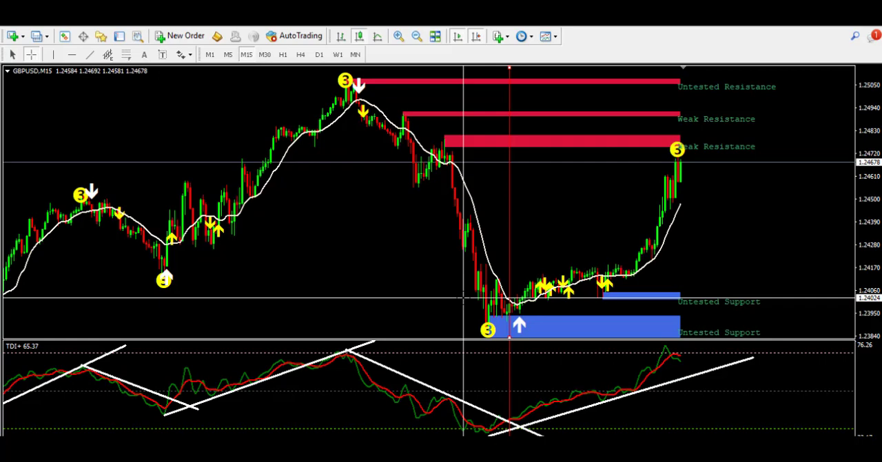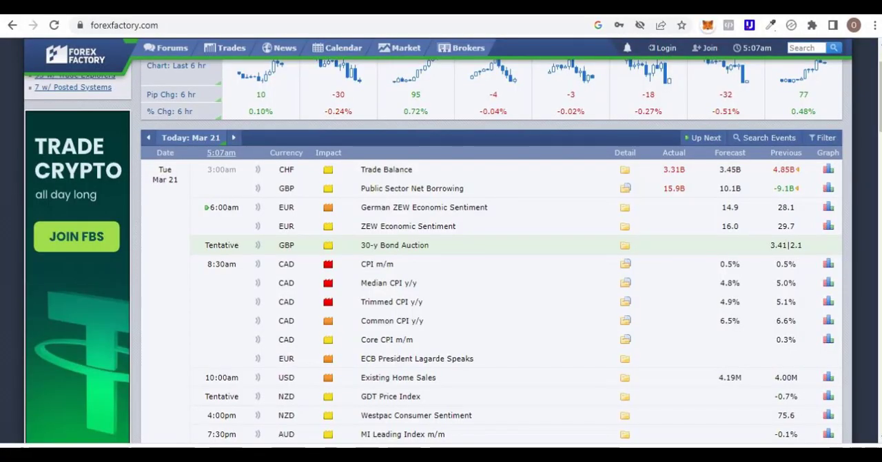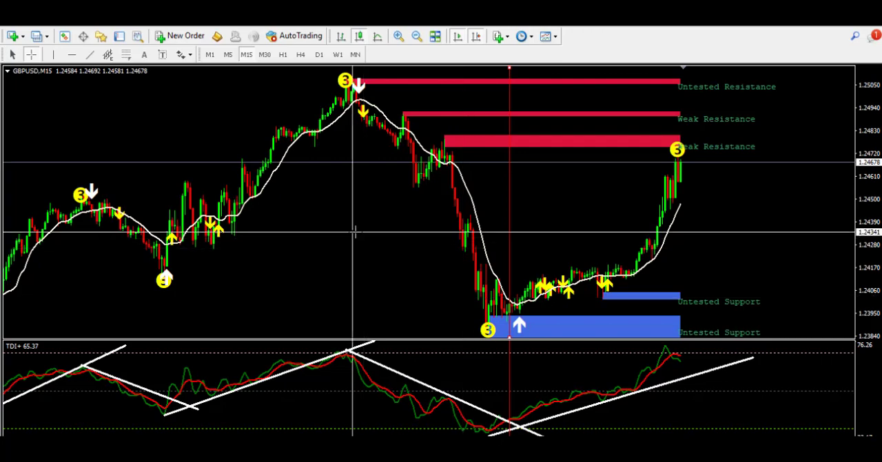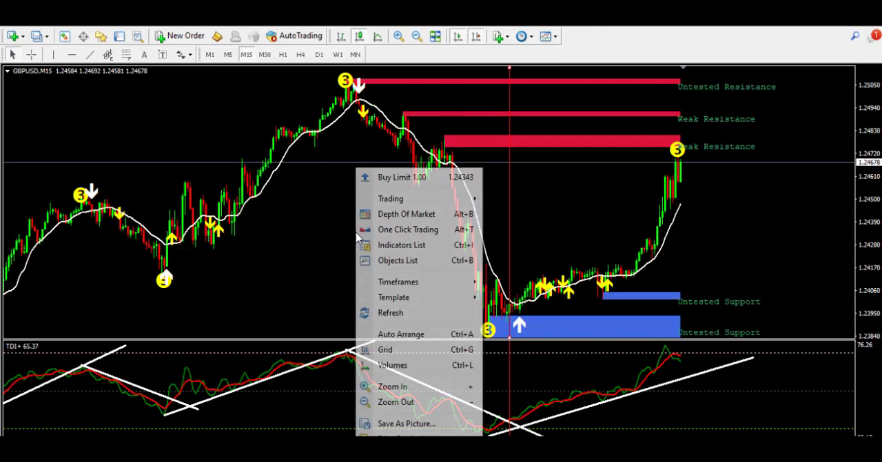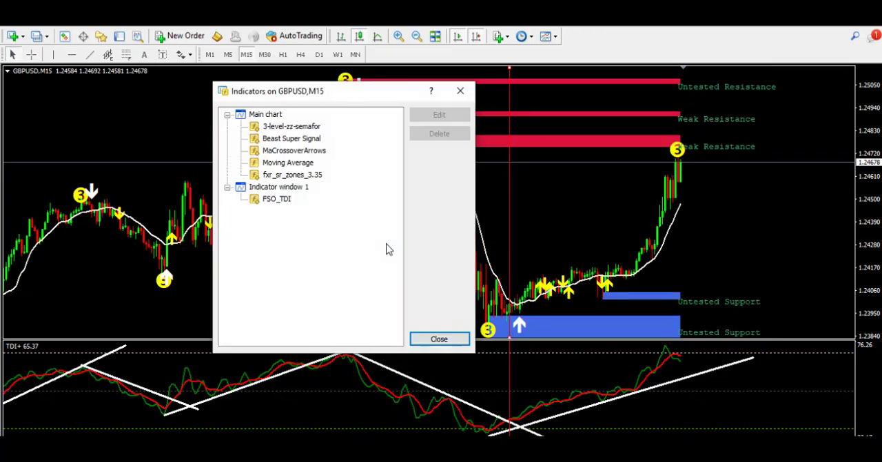Only this particular strategy is okay for you if you master it. And before you take any trade, make sure you check Forex Factory and see if there's no news on that particular pair before you take your trade. And if there's news, make sure you stay away from it and look for other pairs to trade. Now let me show you all the indicators I use for this particular MetaTrader winning strategy.